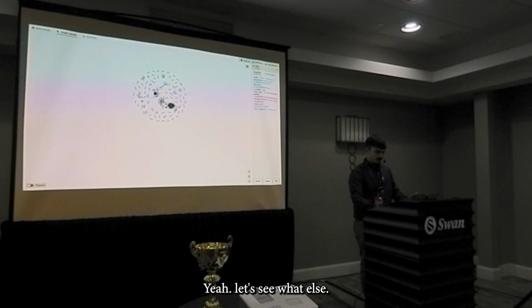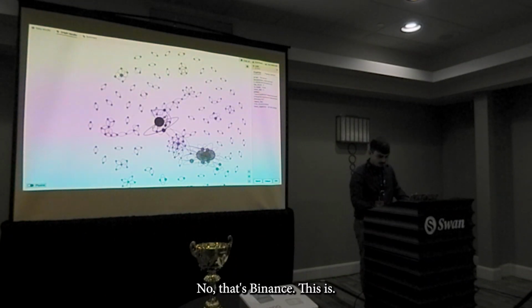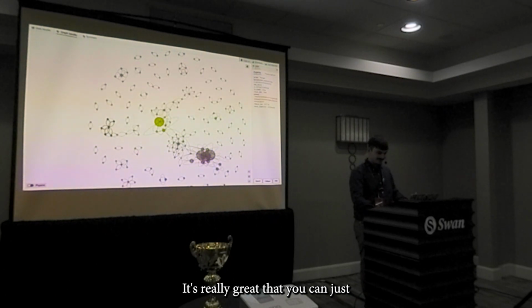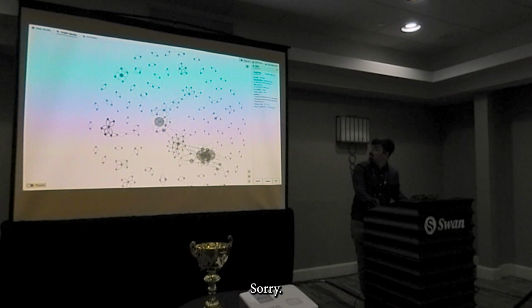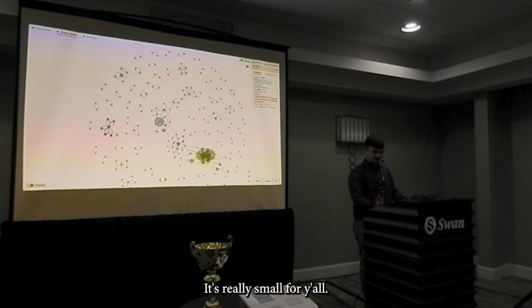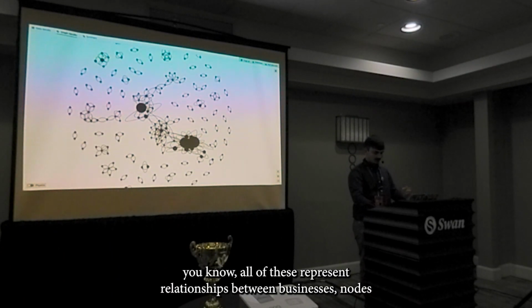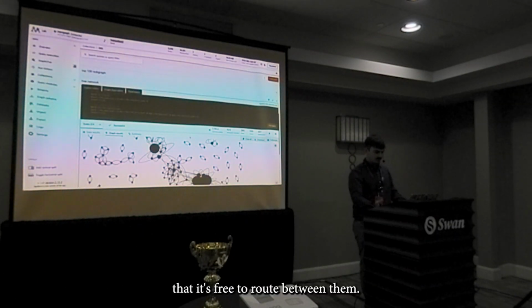So yeah, let's see what else. So this one is, I think, Adam, Master of Pearls. No, that's Binance. This is, where is it? It's really great that you can just click on a node and see what the information is. Sorry, it's really small for y'all. But it's just interesting to think that all of these represent relationships between businesses, nodes on the network, and that it's free to route between them.